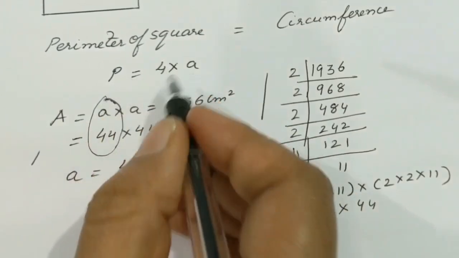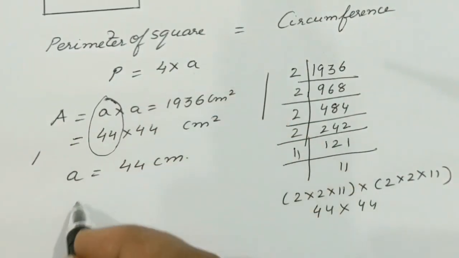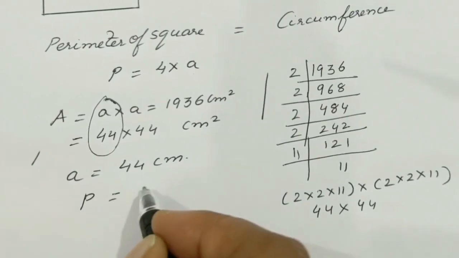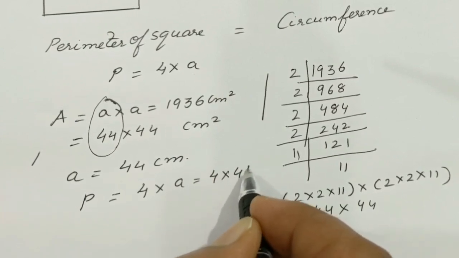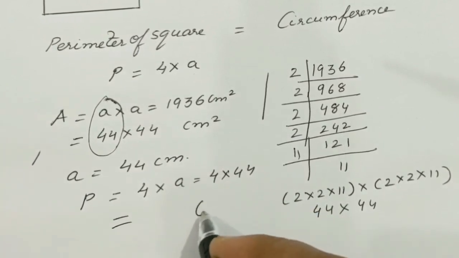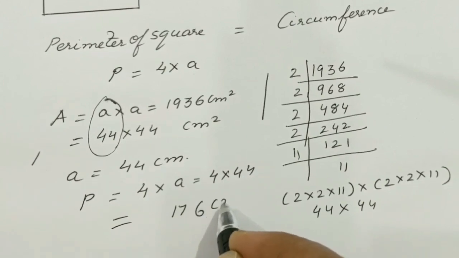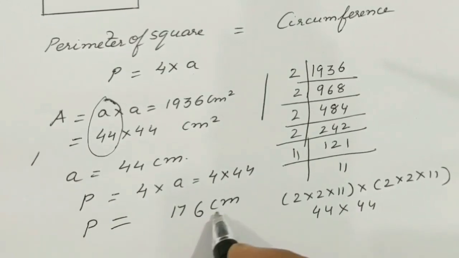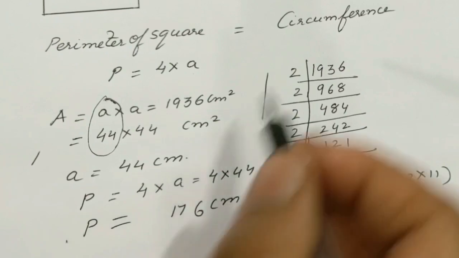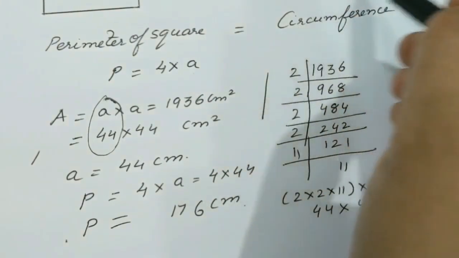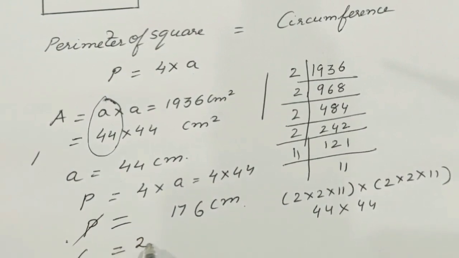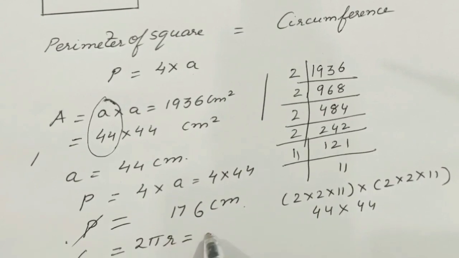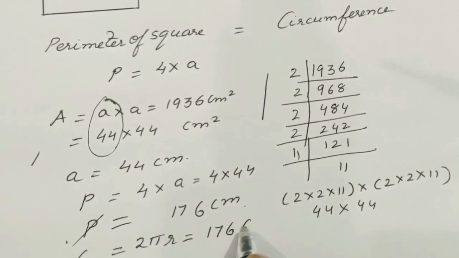So what is the formula of perimeter? Perimeter equals 4 into A. So let's calculate the perimeter. It is 4 into 44, which is equal to 4 fours are 16, 4 fours are 16, 176 centimeter. Hence the perimeter is 176 centimeter. The same is the circumference of this circle. So we can replace the perimeter by the circumference of the circle. The formula of circumference is 2 pi r. 2 pi r equals 176 centimeter.